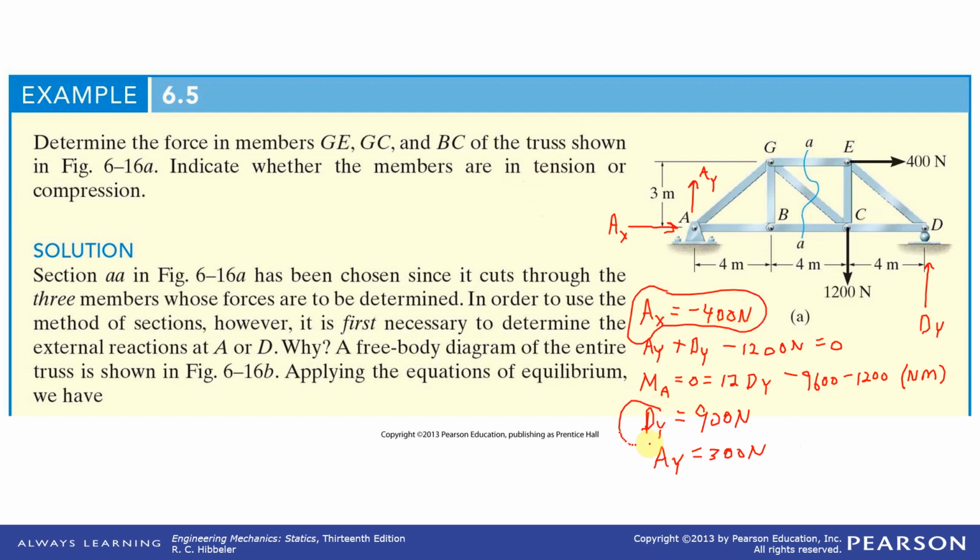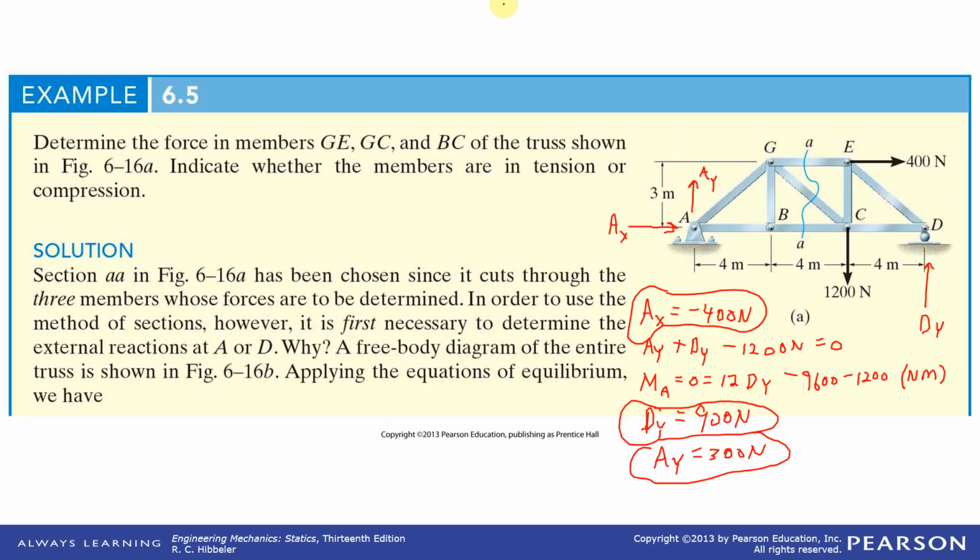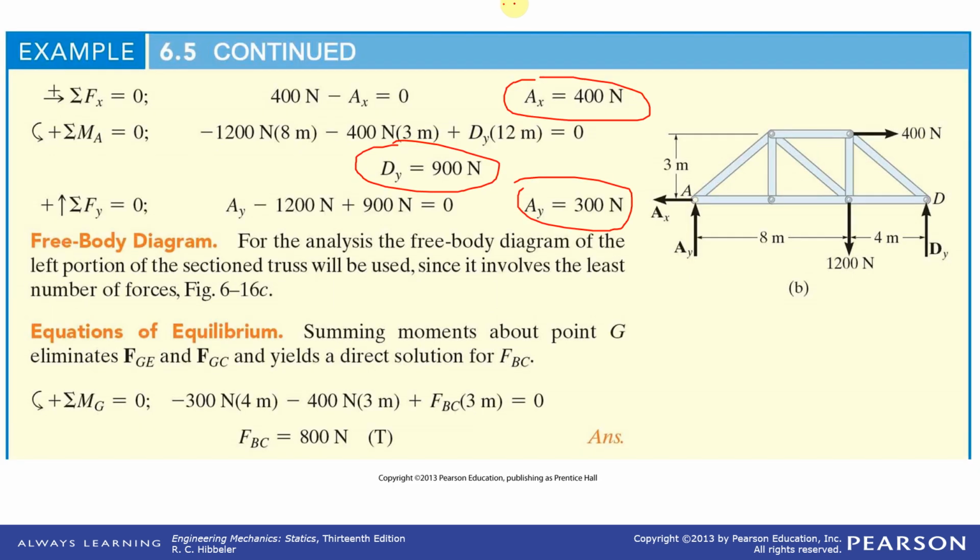I suggest you guys do examples. Make sure you can follow the examples in the video. Try the other examples in the book. And let's see what happens. AY is 300. AX is 400. DY is 900. Is that what we got? DY 900, AY 300, and AX 400. And they have it going in the other direction, by the way, which is our sign change.